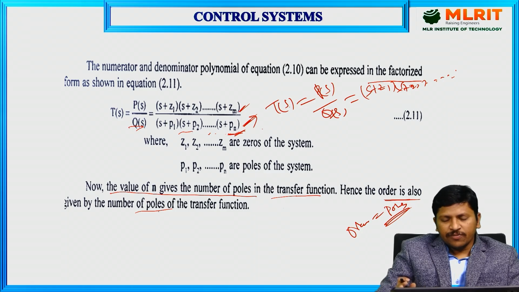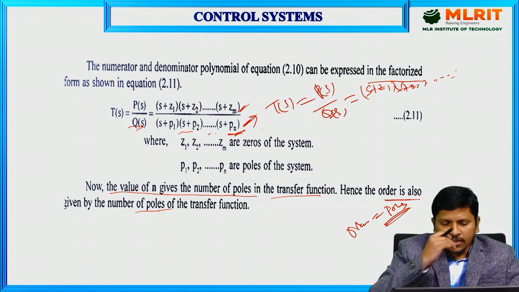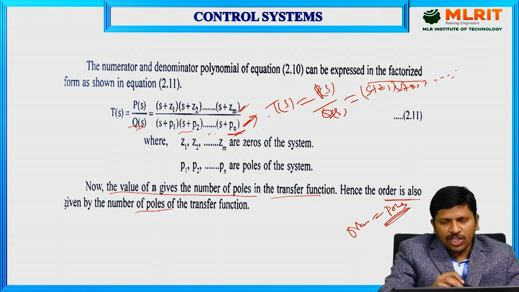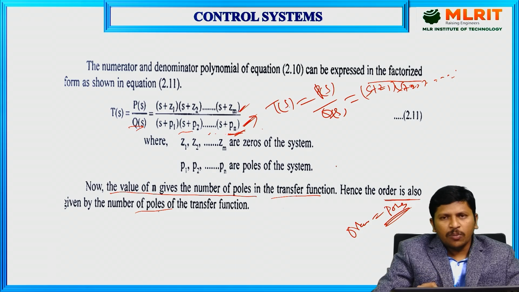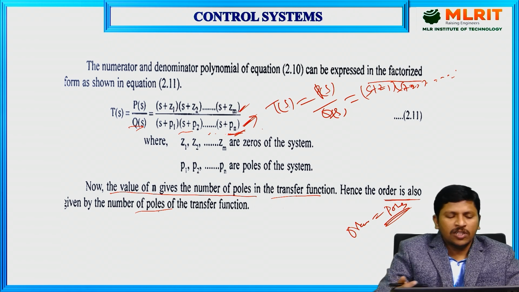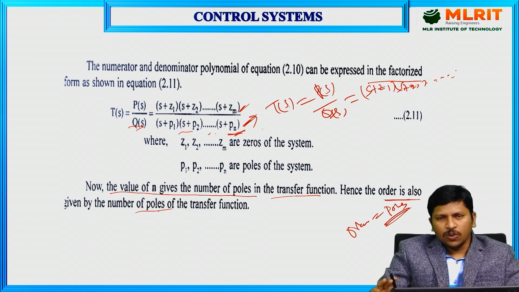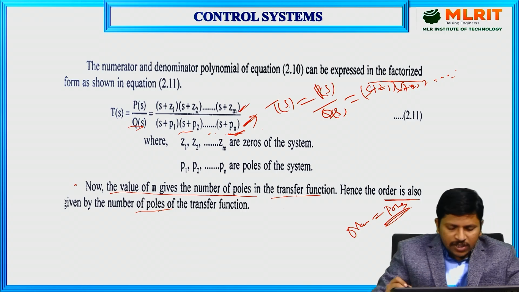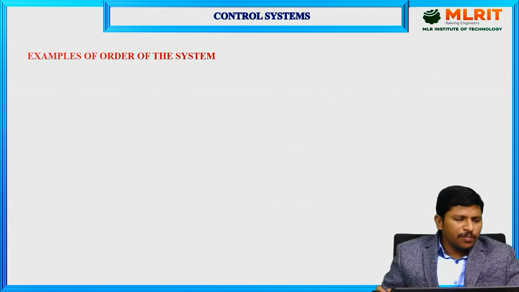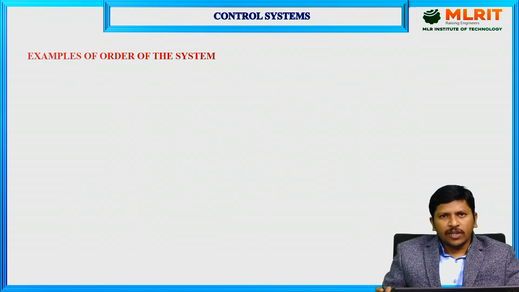After factorization of the s domain function into s plus z1, z2 zeros and poles, if any transfer function has zeros and poles, the denominator part, that is the poles, indicates the order, which can also be determined by using the poles of the system. This is the important point. Next, some examples of the order of the system.